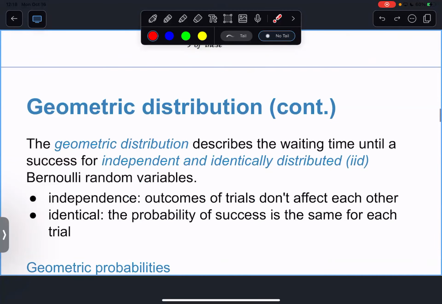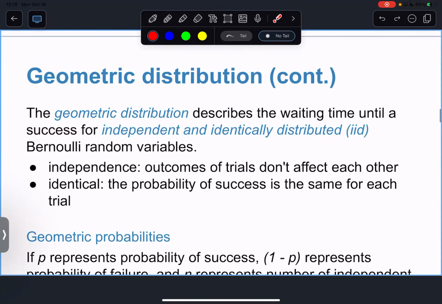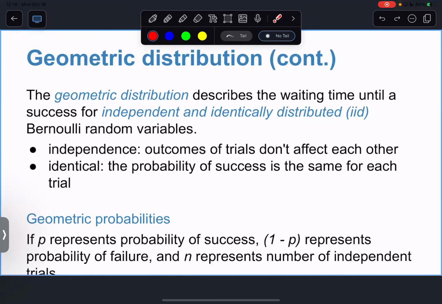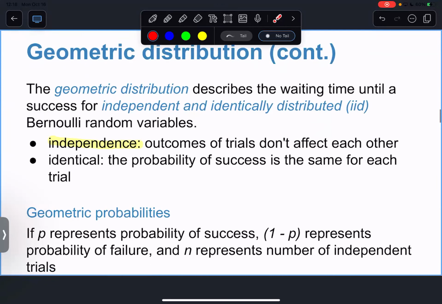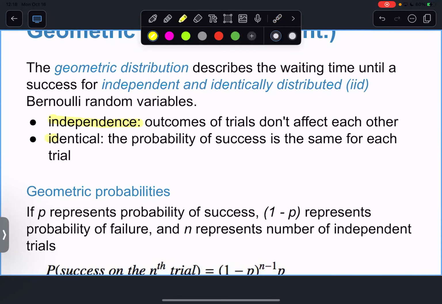The geometric distribution describes the waiting time until a success for these independent, identically distributed Bernoulli random variables. The only thing I needed you to take away from this is the independence. The outcomes of the trials don't affect each other. Each teacher is independent of the next. And identical means the probability of success is the same for each trial, which is what we're assuming.